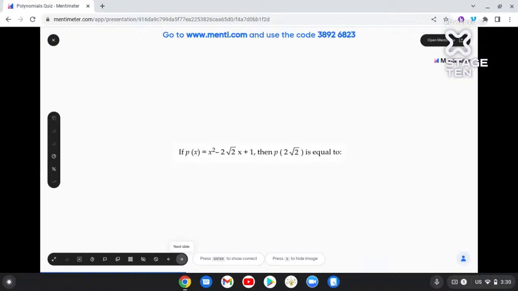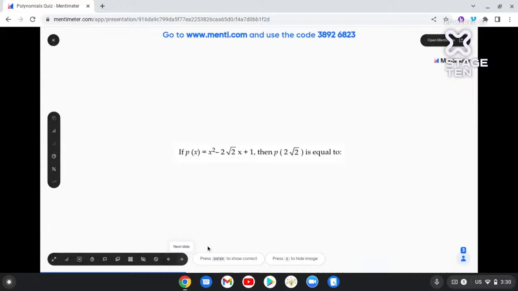If p of x is equals to x square minus 2 root 2 x plus 1, then p of 2 root 2 is equals to what? So you have the time to solve it, so you can just solve it and then click on the suitable option.